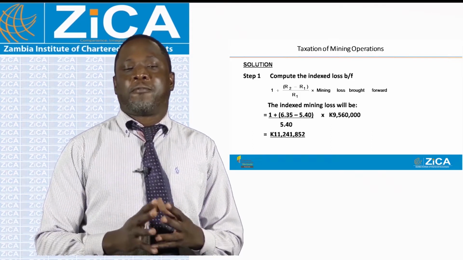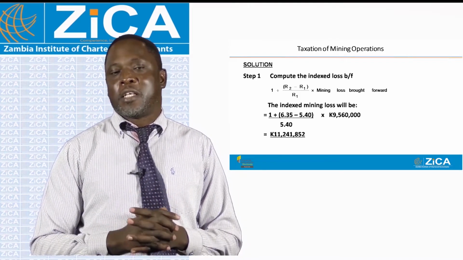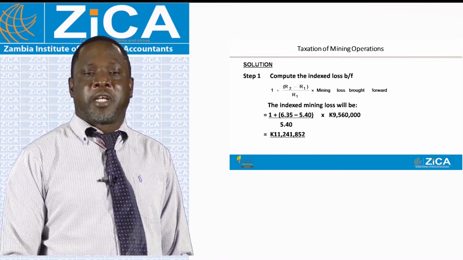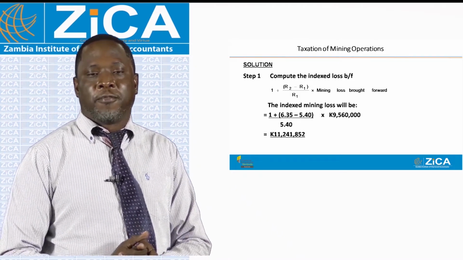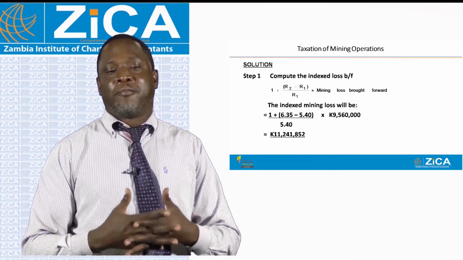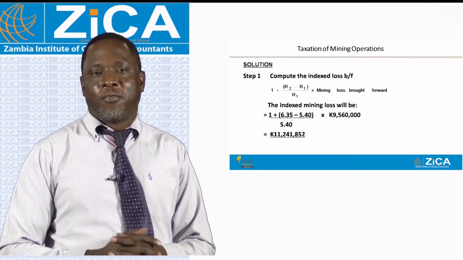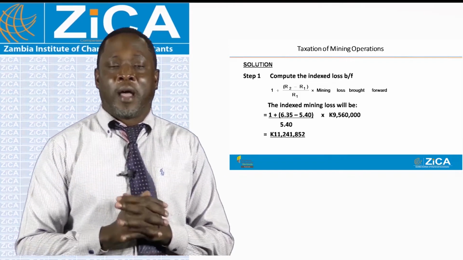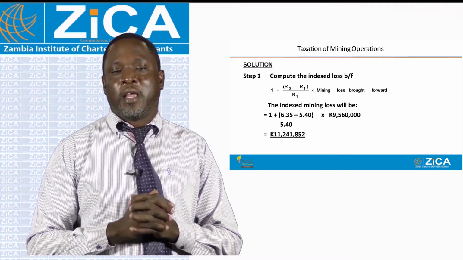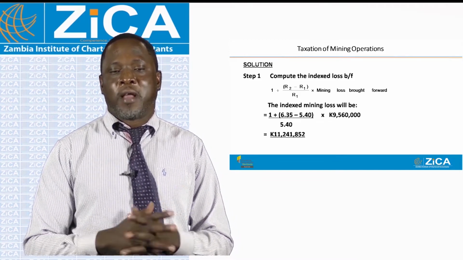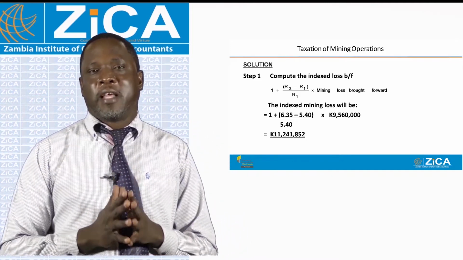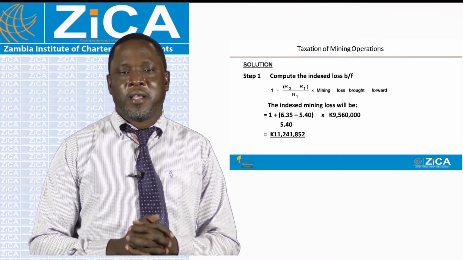R1 in that formula stands for the average mid-exchange rate which was ruling in the previous year. And in the context of this question, it was 5.4. Then you divide by R1, which again is 5.4. So that when you solve that particular equation, you get an indexed loss of 11,241,852. So that is the first step. First of all, index the mining loss.